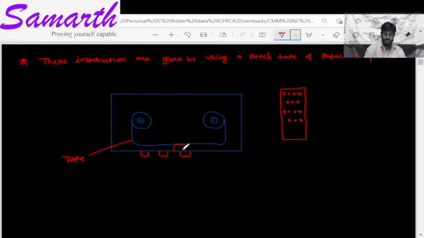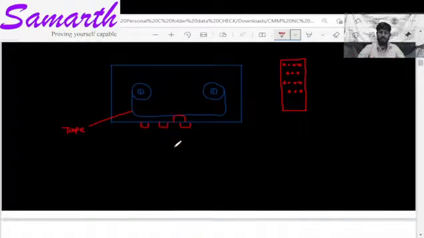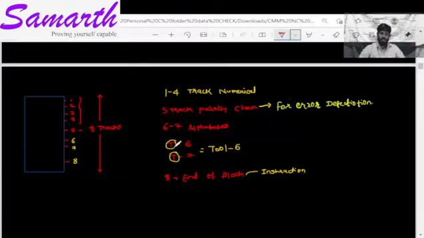one probe or one system will be there for reading. This tape will be moving in a particular direction. So these dots will be read by this system and the particular operation will be carried out. Now see how many dots are there and how many tracks are there. Such 8 tracks will be there on the tape.